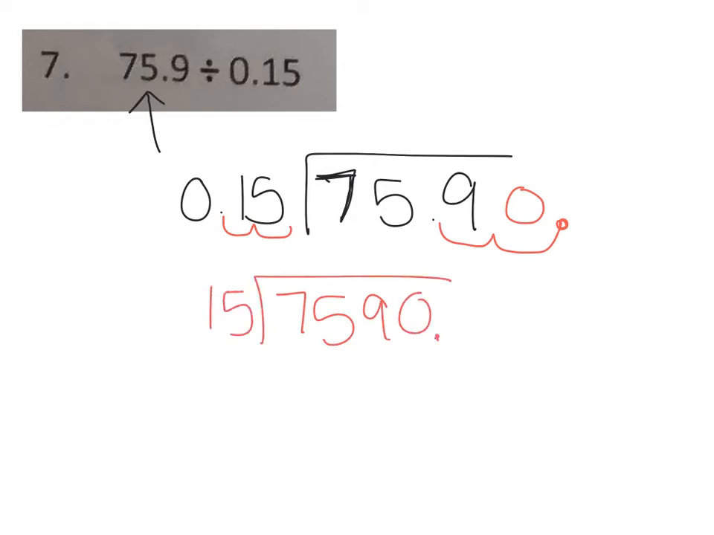So our decimal's in the back, and then we're going to raise the roof and bring our decimal straight up. So you slide, baby, slide. You're going to move it over however many places in the divisor, and then you're going to raise the roof and bring your decimal straight up.